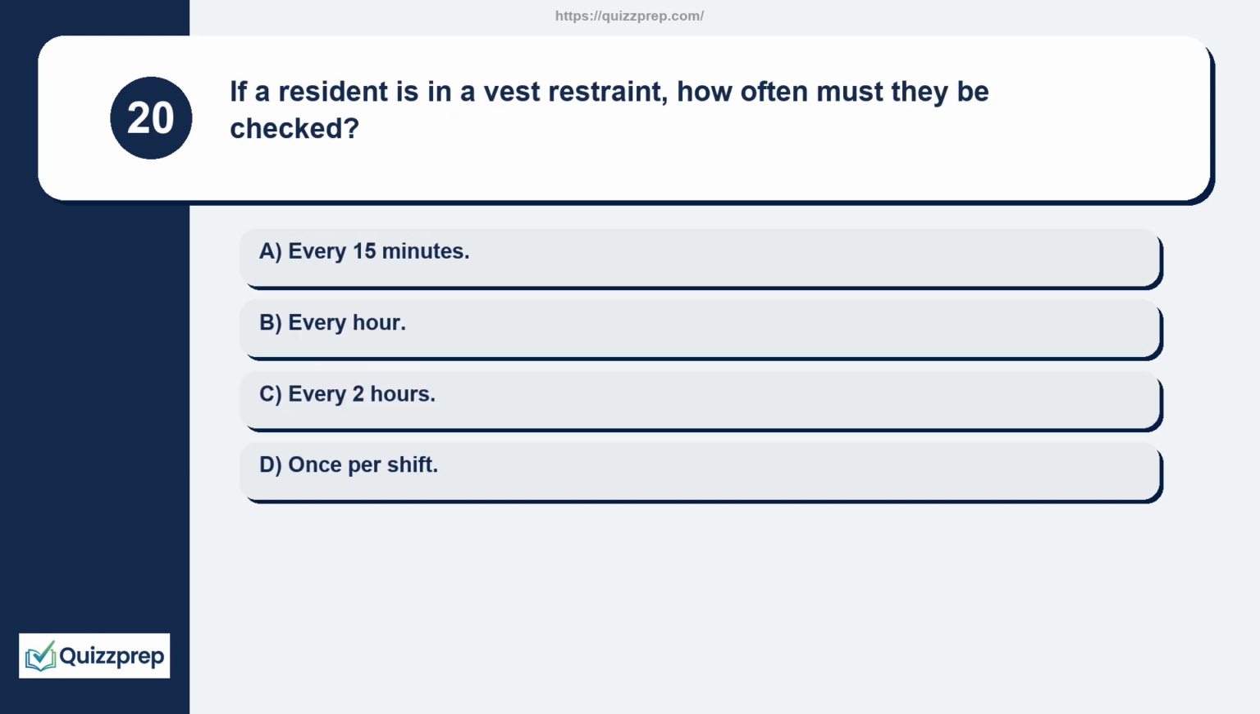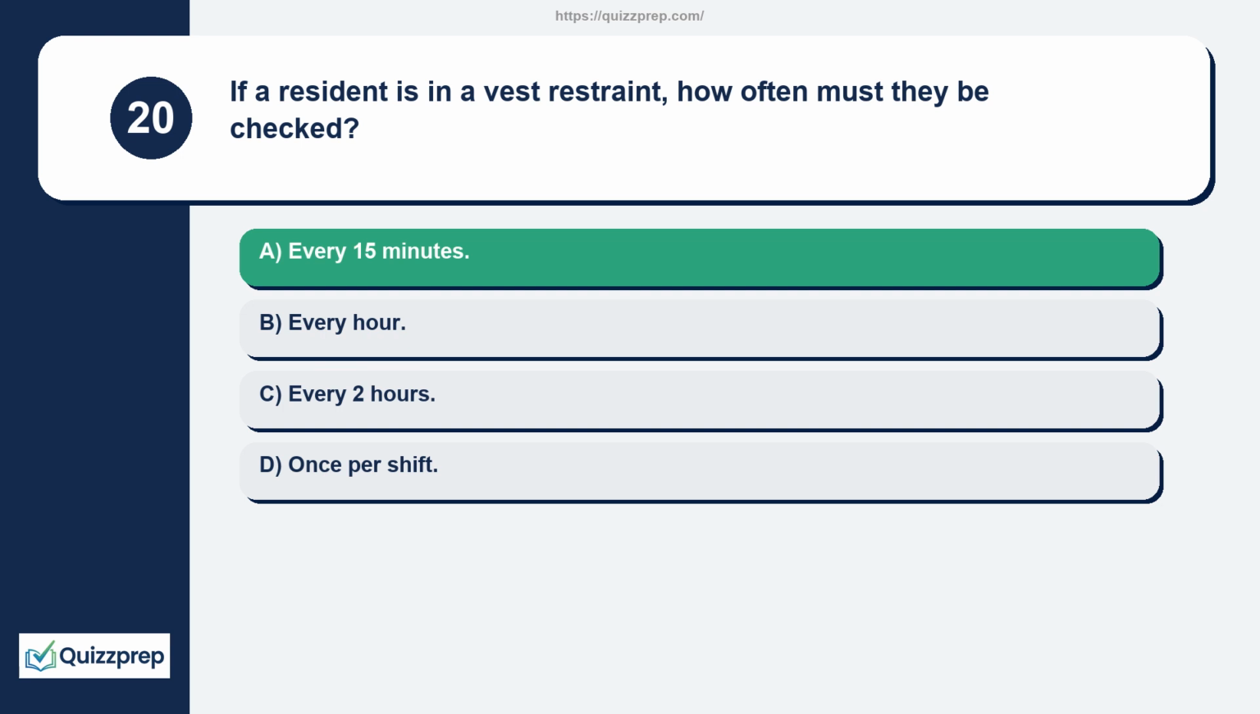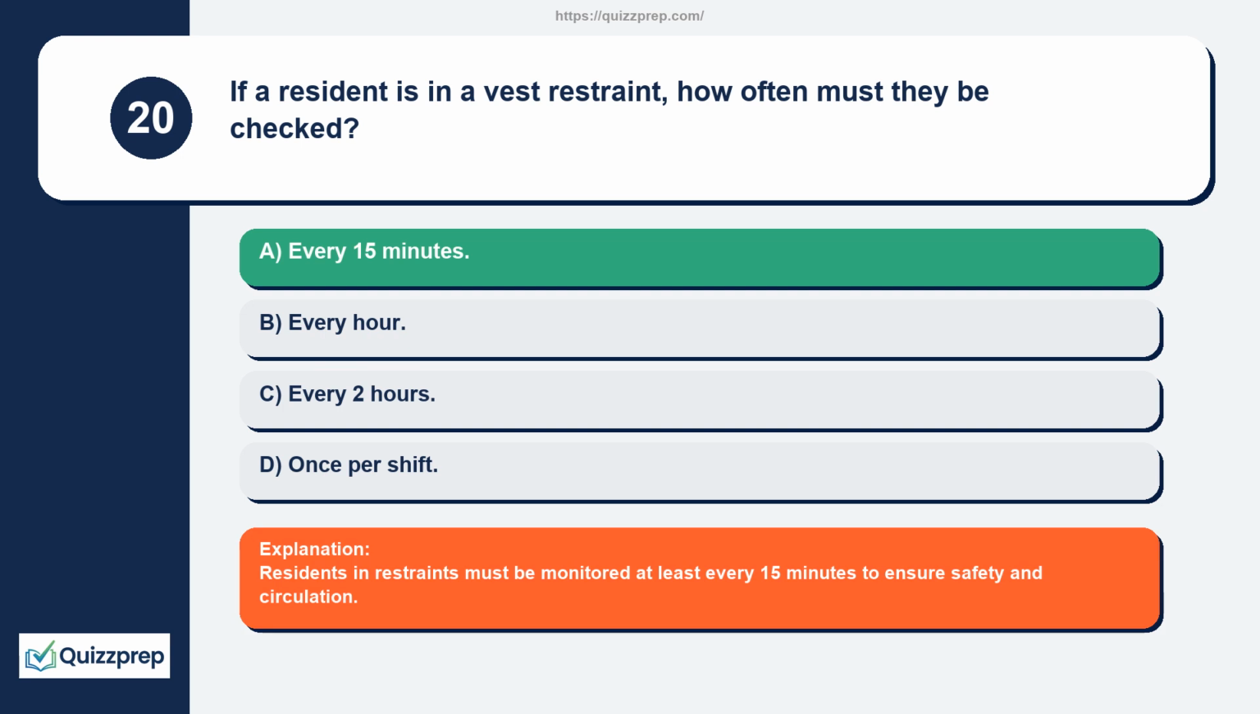Question 20. If a resident is in a vest restraint, how often must they be checked? Every 15 minutes, every hour, every 2 hours, once per shift. Residents in restraints must be monitored at least every 15 minutes to ensure safety and circulation.